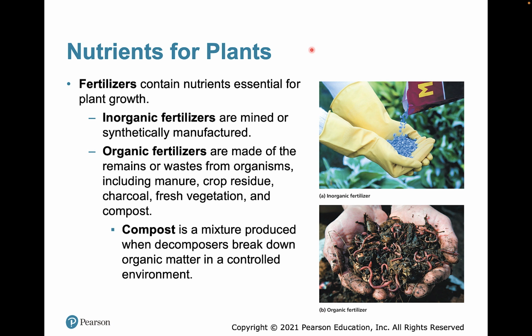If you look at organic fertilizers, okay, it's made from the remains or waste of organisms. So crops, crop residue, manure, charcoal, vegetation, and compost. Okay, and I alluded to compost before, which is a form of humus. Compost is when decomposers break down organic matter in a controlled environment. So if you have a compost pile or a compost barrel, you've got worms and eggshells and all kinds of things in there. It sits for a while, decomposition starts to take place, and you wind up with this beautiful natural fertilizer for your garden.